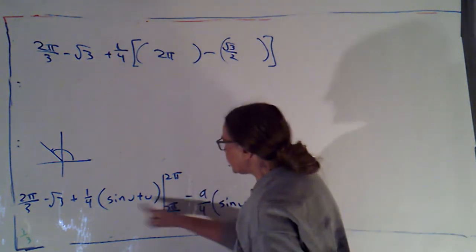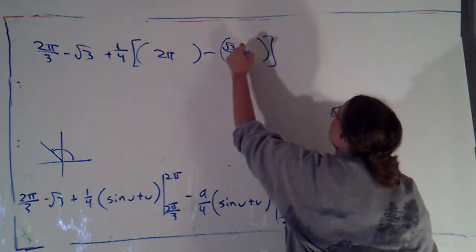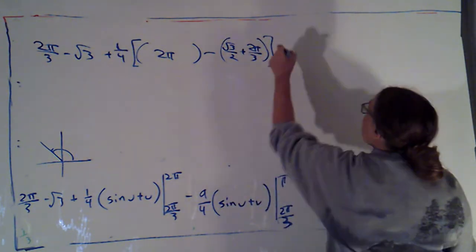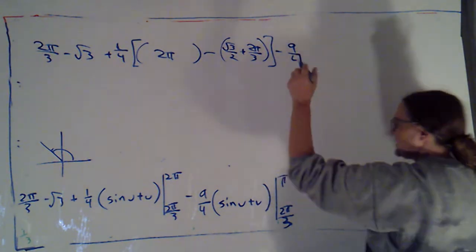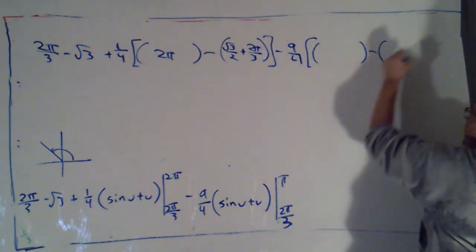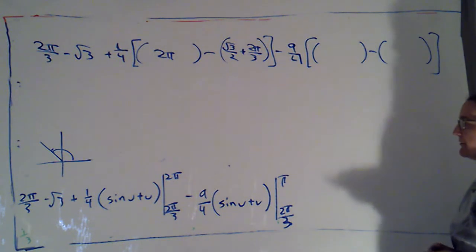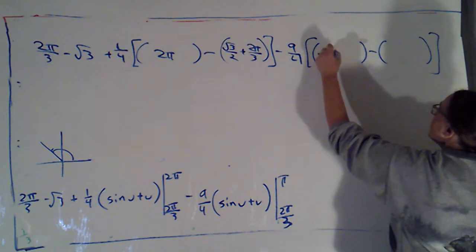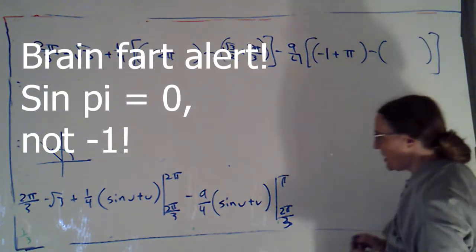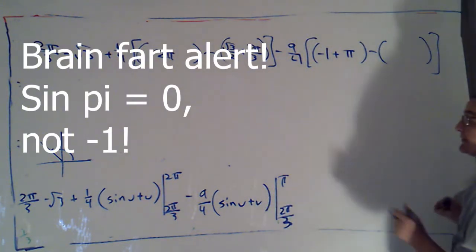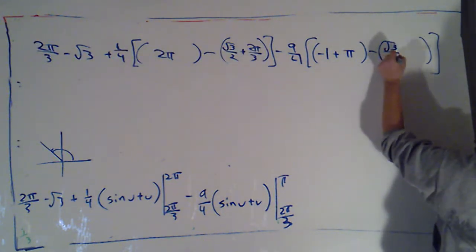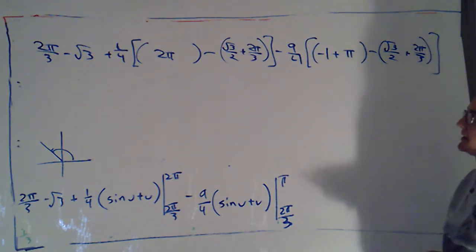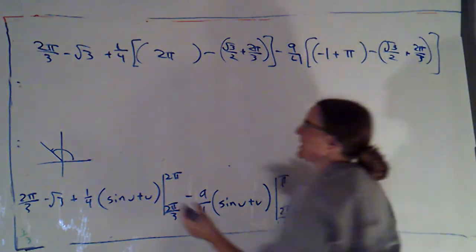Okay. Let's see, so that's our sine plus 2 pi over 3. Okay. And then minus 9/4 of what I get at pi minus what I get at 2 pi over 3. Okay. So at pi, sine of pi is -1 plus pi. And then at 2 pi over 3, we said sine of 2 pi over 3 was root 3 over 2 plus 2 pi over 3. So at this point, we've just got a bunch of simplification to do.